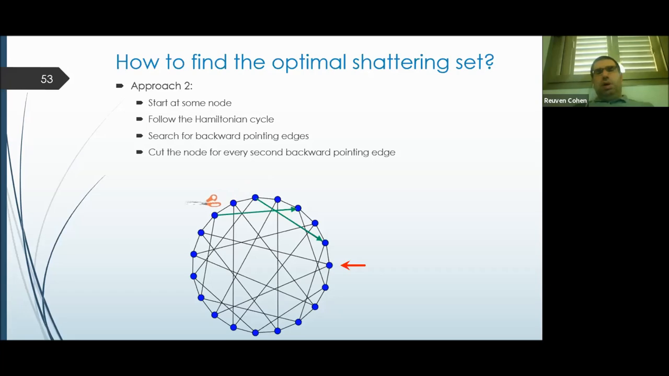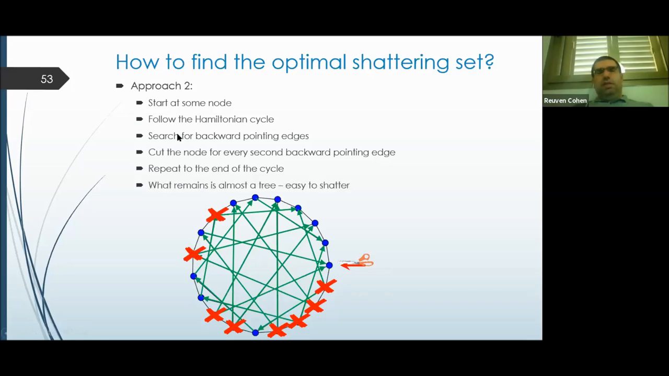We continue, and once we have seen the second backward pointing edge, we remove the node at which we have seen it. And then we repeat that, we go all over the cycle, we find all the backward pointing edges, and we remove every node that belongs to the second backward pointing edge. Eventually, what we get is something that is almost a tree. We can look at each segment here as if it was a single node. And since every segment only has one edge that points backwards, what is left is more or less a tree. Now, this tree can be broken using just a zero fraction of the nodes. So this can be made mathematically exact, and it can be shown that using this method, we get shattering.